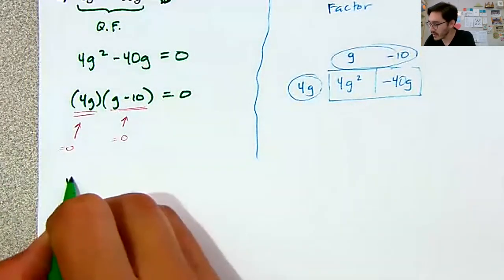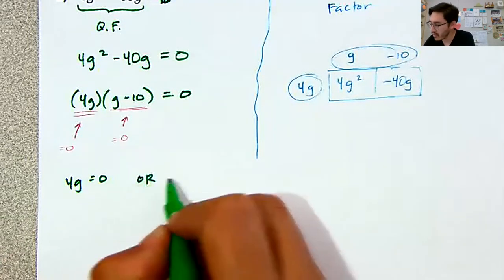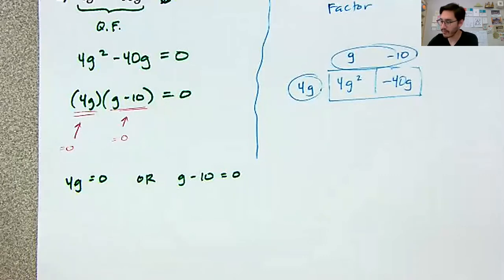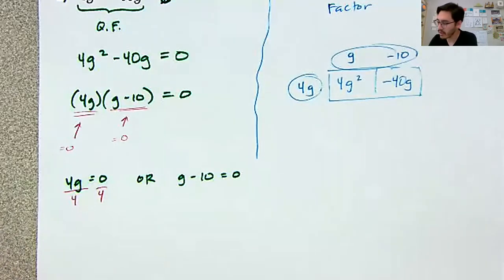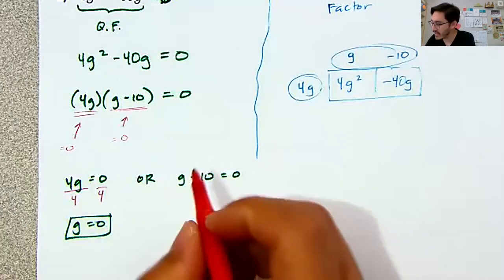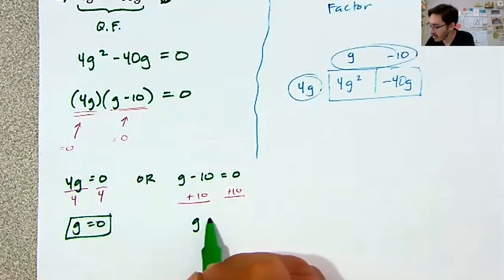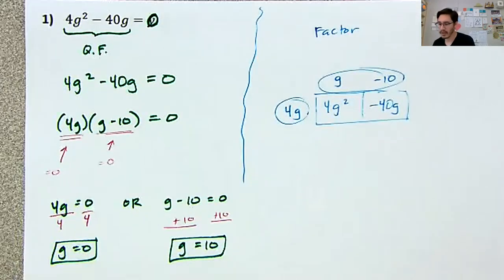All right, so let's set it up. Take the first factor, set it equal to 0, or let's take the second factor and set that equal to 0 as well. So if we divide both sides here by 4, we get g equals 0, one possibility. If we add 10 to both sides there, we get g equals 10, the other possibility. So the solutions, the roots of this quadratic function, are 0 or 10.